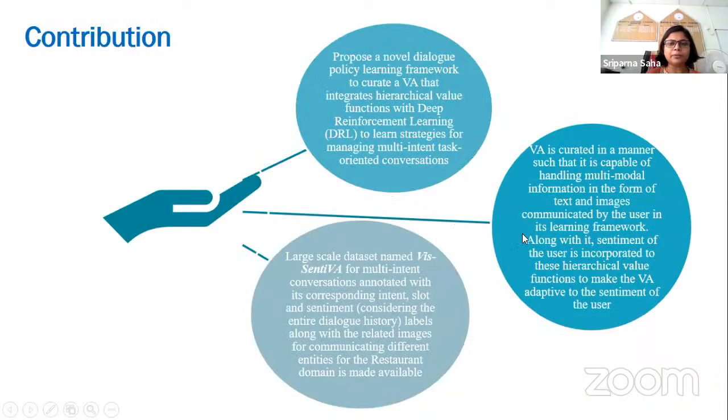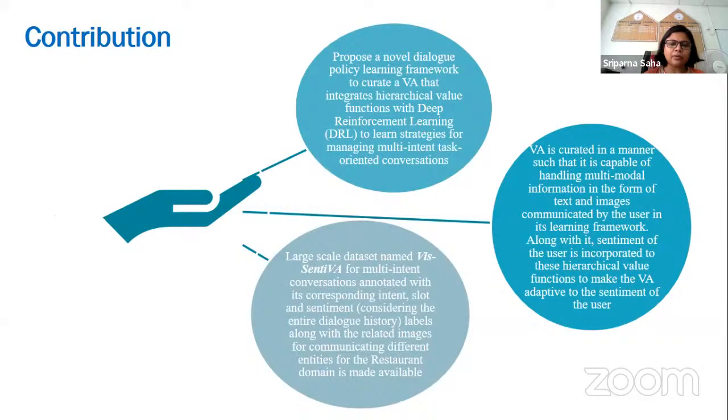Here we have proposed a novel dialogue policy learning framework to curate a virtual agent that integrates a hierarchical value function with deep reinforcement learning to learn strategies for managing multi-intent task-oriented conversations. The VA is curated so that it is capable of handling multimodal information, in the form of text and images, communicated by the user in its learning framework. Along with it, the sentiment of the user is incorporated into these hierarchical value functions to make the VA adaptive to the sentiment of the user.